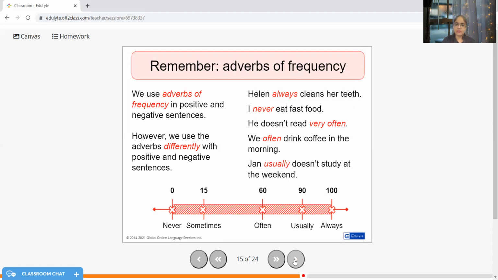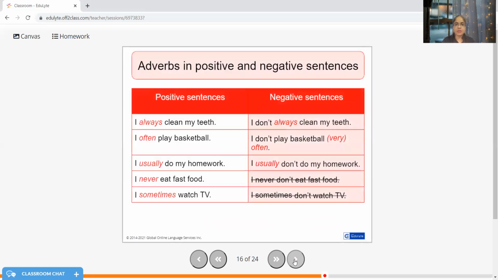I never eat fast food. He does not read very often. We often drink coffee. Jane usually does not study. So we are just putting the adverbs of frequency with the sentence that is given to us, just for better clarity. So how the sentences will be in the positive and the negative form: I always clean my teeth.